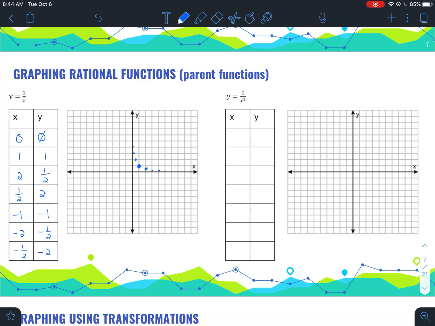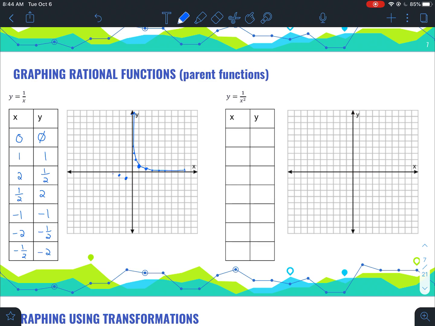If I plug in 1/3, I get 3. 1/4, I get 4. So on this side, it's this picture. So it's getting closer and closer to 0 as the x values are getting big. And then as it's getting closer and closer to the x value of 0, the y values are shooting up.